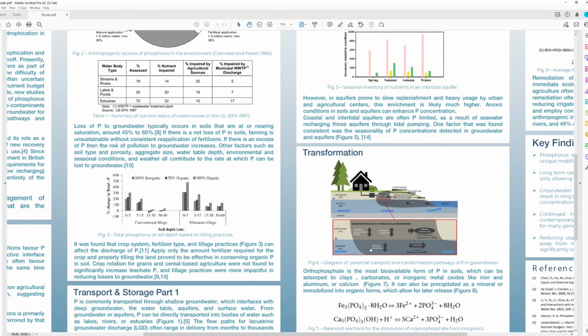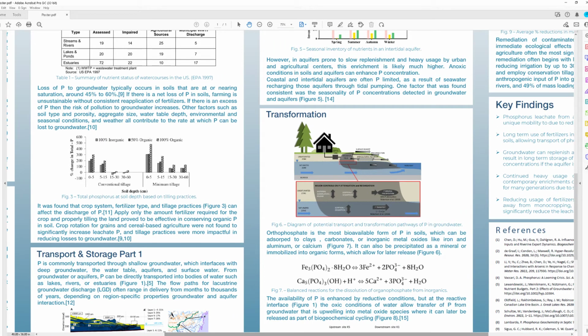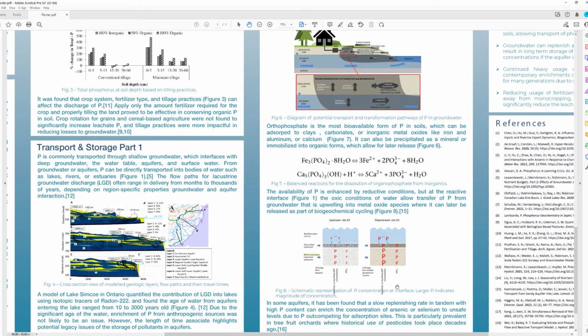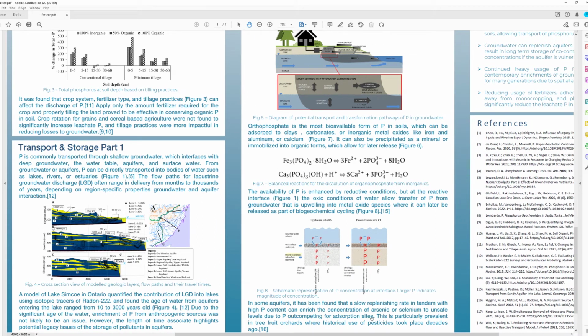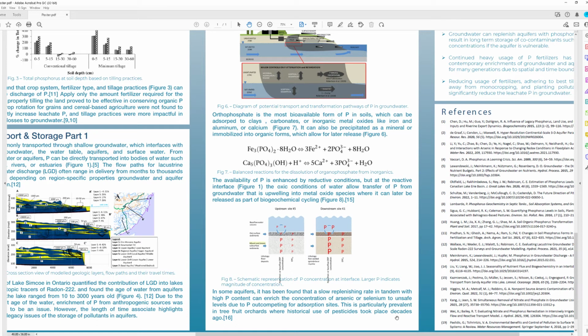As far as transformation, orthophosphate is the most bioavailable form, but it can actually be absorbed to different metal oxide species such as iron, such as calcium, and that will help to transport it through the soil to the reactive interface in the sediments where it can be oxidized and release those phosphates once again. This is happening in greater portions in different areas with different conditions. There's also the factor I mentioned just briefly that phosphorus can actually release and enrich the concentration of arsenic or selenium in soils by outcompeting them for adsorption sites.